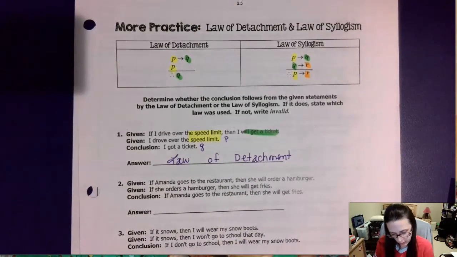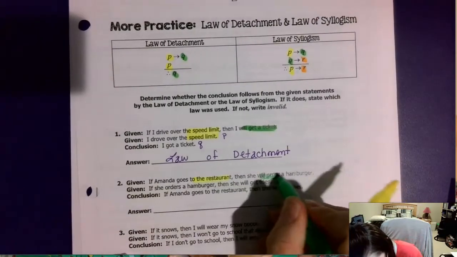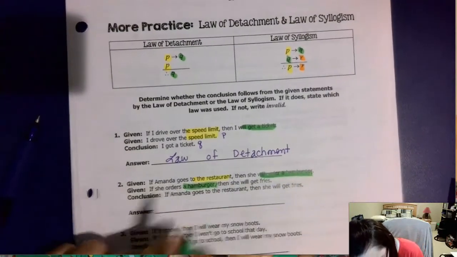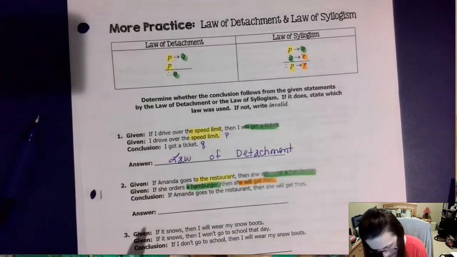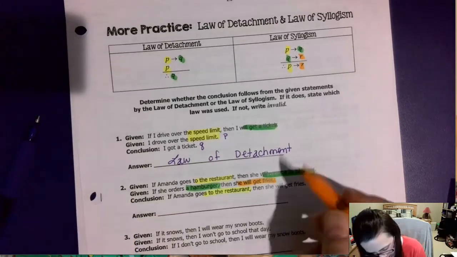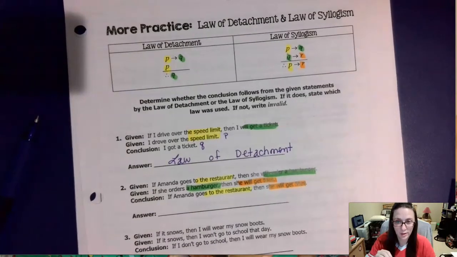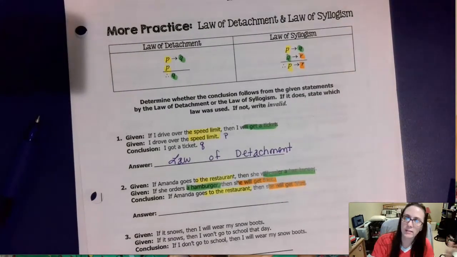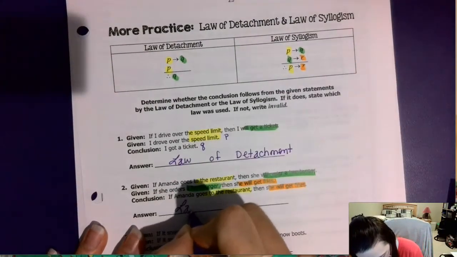Okay, if Amanda goes to a restaurant, then she will order a hamburger. Well, if she orders a hamburger, that's that Q. Then she will get fries. So this tells me if she went to a restaurant, then she got fries. So the color coding there says, well, if P then Q, if Q then R. Well, then if P then R, we come all the way back to R. So this one is our law of syllogism.